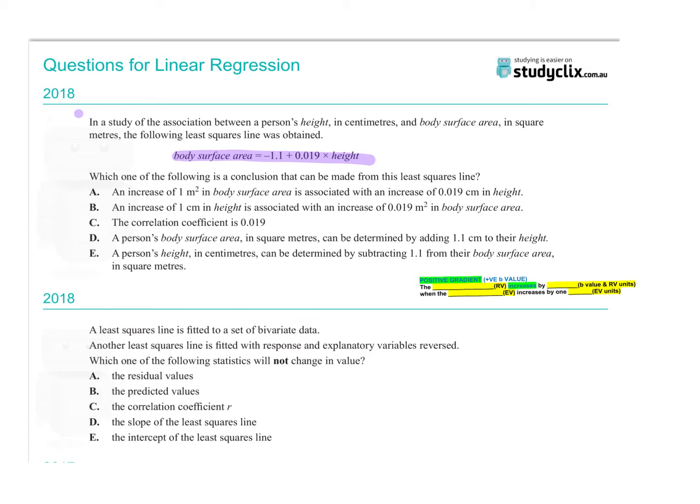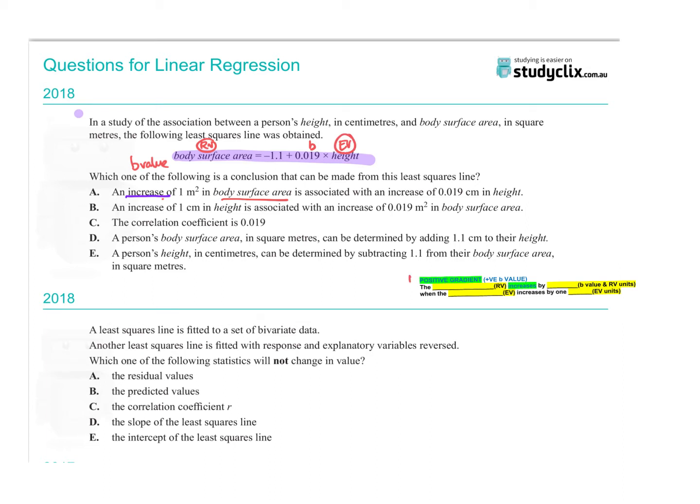So when we see this, an increase, we want them to be talking about the B value. And when they're talking about an increase in the body surface area, that's actually talking about the response variable. If we really want to be talking about the B value, we want to be looking at the explanatory, so that's not it.